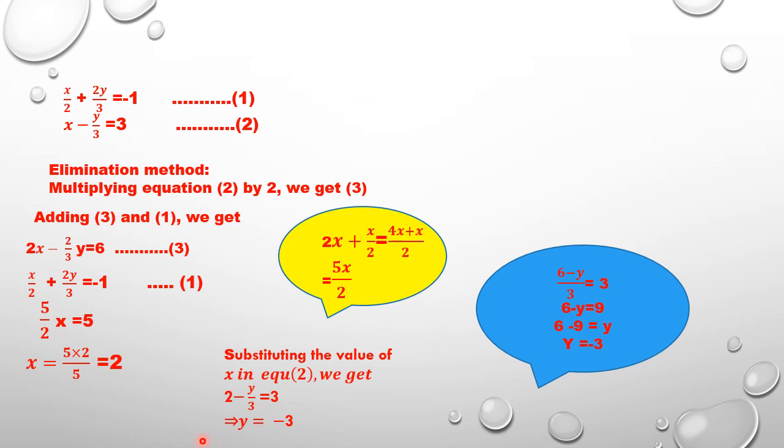Hence we arrived at the result: y is equal to minus 3 and x is equal to 2 are the two values of the variables x and y respectively.